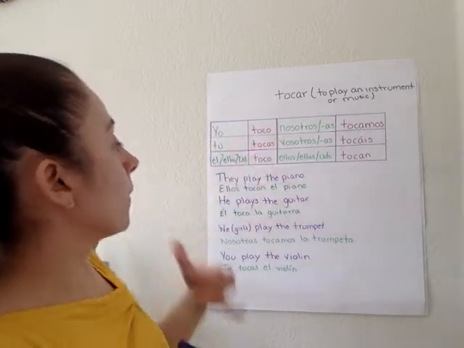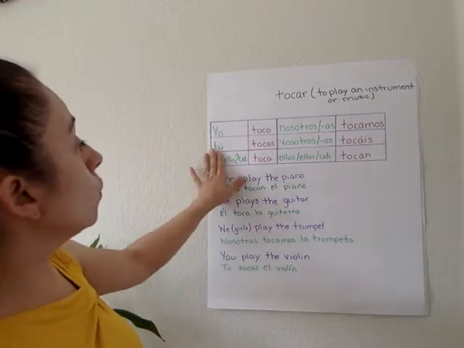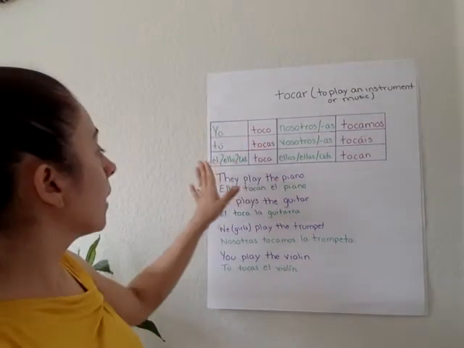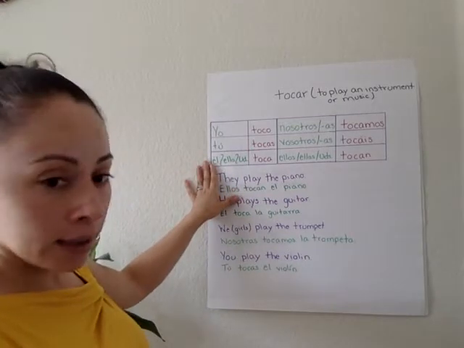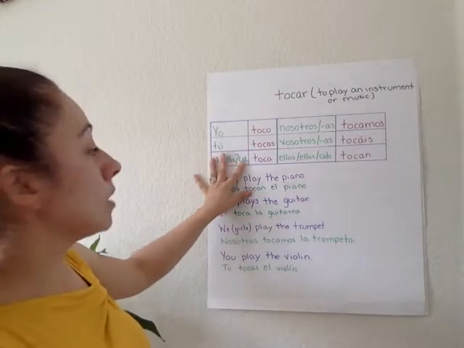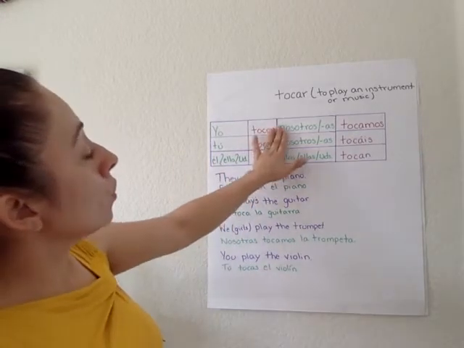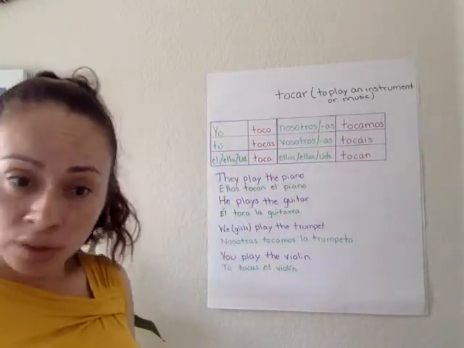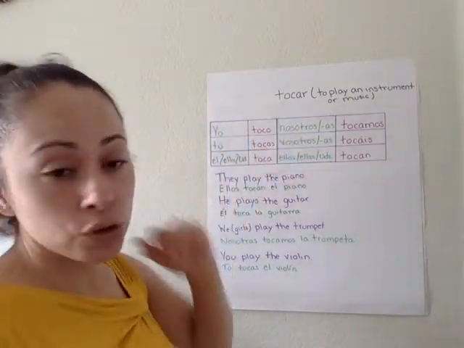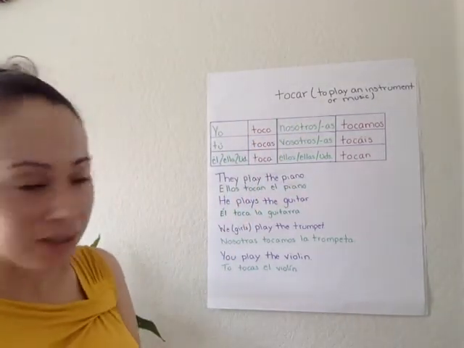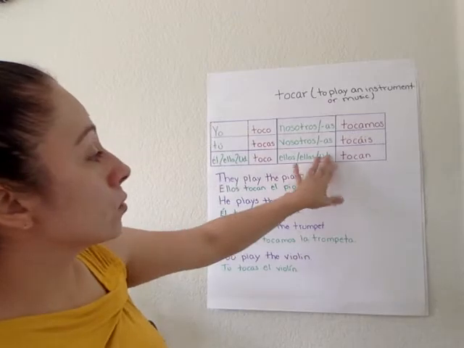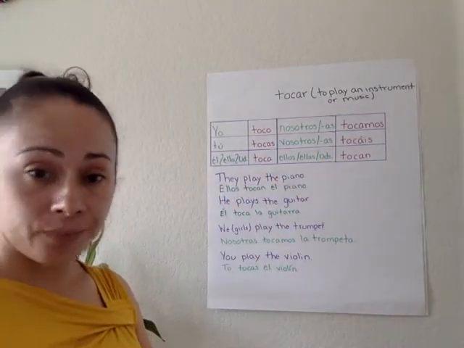Yo toco, I play. Tú tocas, you play. Él, he, ella, she, usted, you formal, toca, share the same form. Nosotros and nosotras tocamos, share the same form. We have vosotros and vosotras tocáis. Ellos, ellas, ustedes tocan. Okay?